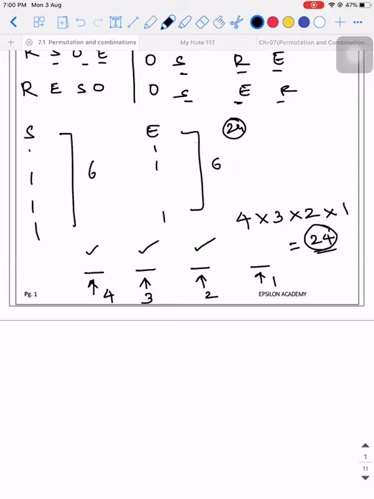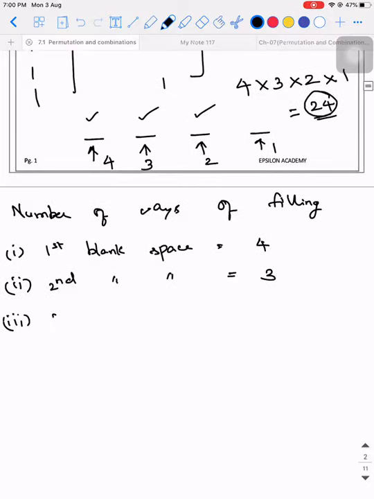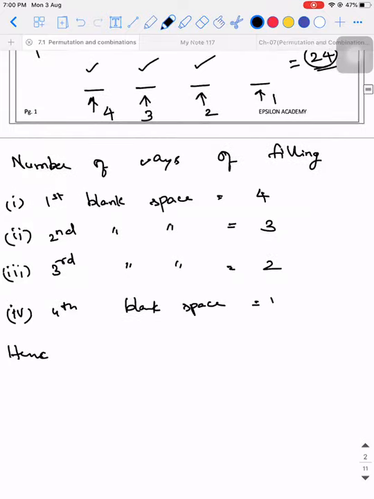Okay. So number of ways of filling first blank space. What is the answer? 4. Second blank space, 3. Third blank space, 2. Fourth blank space, 1. Hence, applying what? Fundamental principle of counting or multiplication principle.